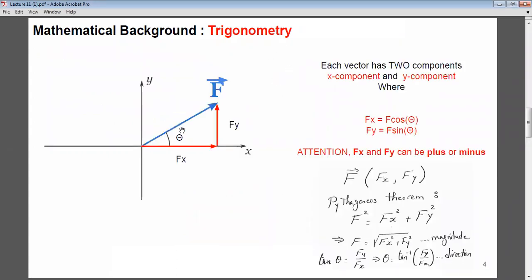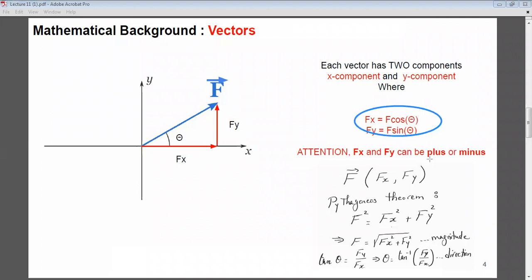Vectors: if I have a vector f, each vector has two components, fx and fy. Fx is the magnitude of vector f multiplied by cosine of the angle theta, which is the angle the vector f makes with the positive x-axis. Fx is f cosine theta, fy is f sine theta. You can just memorize these.